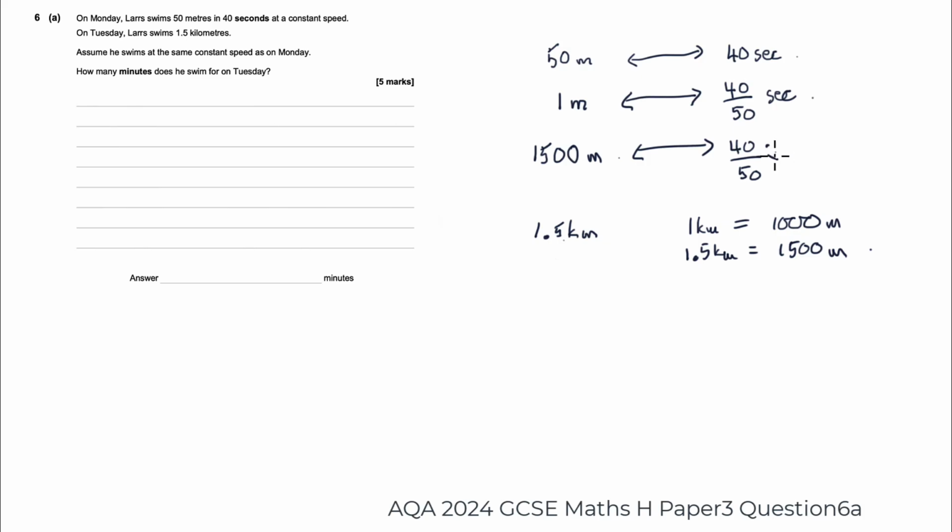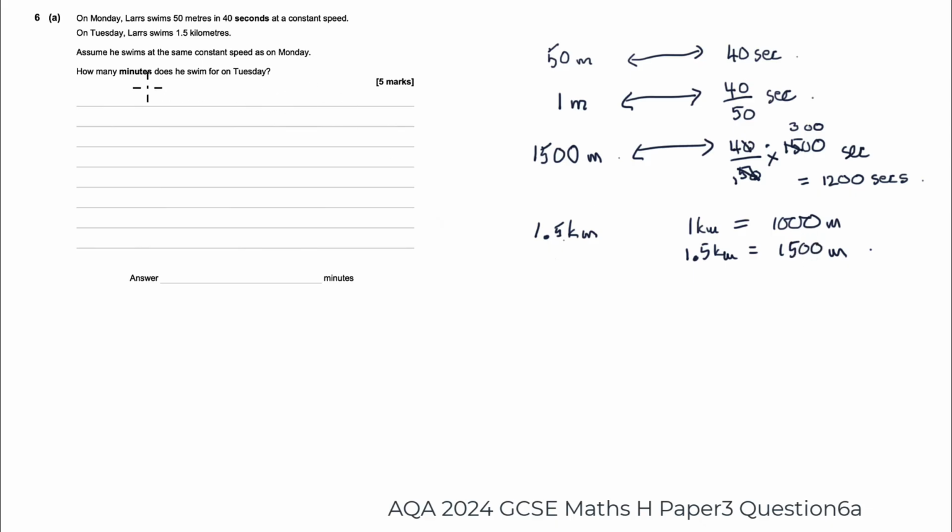Now remember, you are allowed to use a calculator in this paper. But let's just see what we can do. Divide top and bottom by 10 and divide the top and the bottom by 5. 5 into 5 goes 1. 5 into that 15 goes 3. So we've got 4 times 300. Well, that's 1200 seconds. Now you'd easily do that in your calculator. 40 divide by 50 times 1500 and you'll get 1200 out.